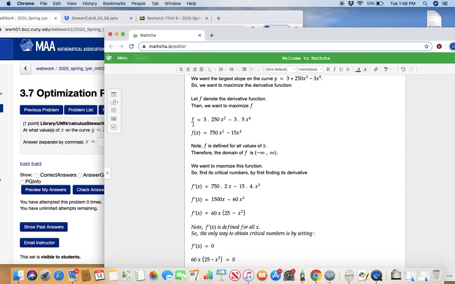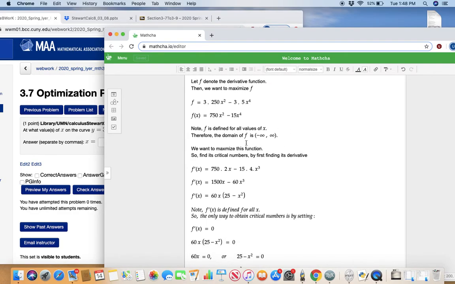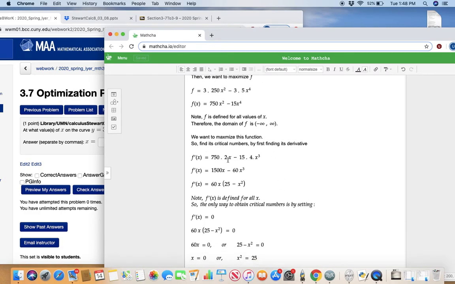Let there be no confusion. We want larger slope. That is, the derivative function of this expression must be maximized. So f(x) is the function that we wish to maximize. Now this is a polynomial function, so it's defined for all values of x. Therefore, the domain of f is negative infinity to positive infinity. We want to maximize this function, so let's start by looking for its critical numbers.